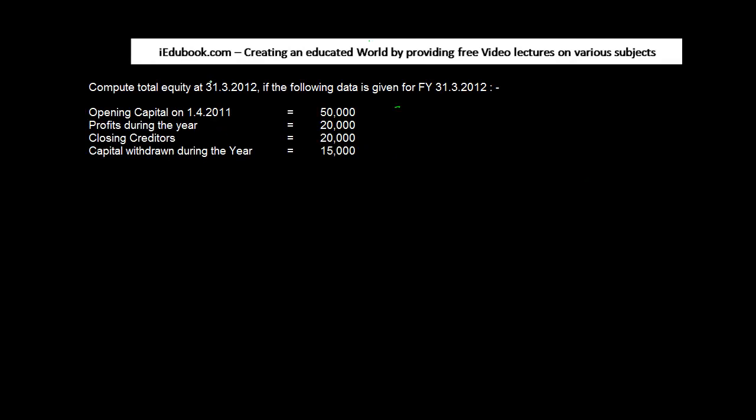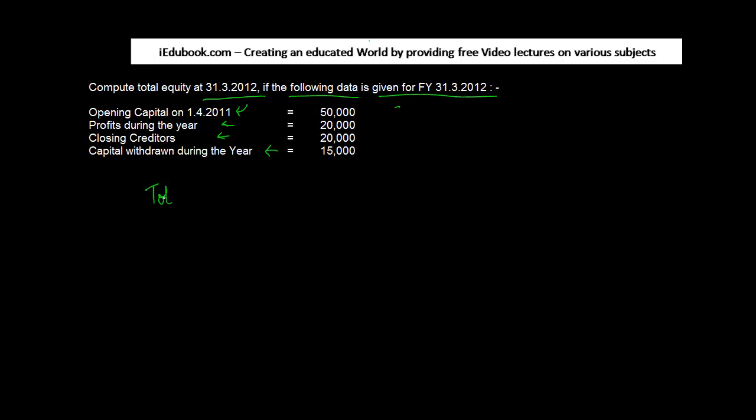Compute total equity at 31/3/2012 if the following data is given for financial year 31/3/2012. Opening capital on 1/4/2011. Profits during the year. Closing creditors. Capital withdrawn during the year.